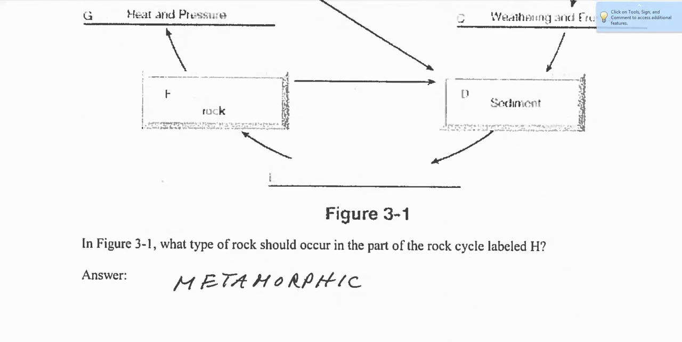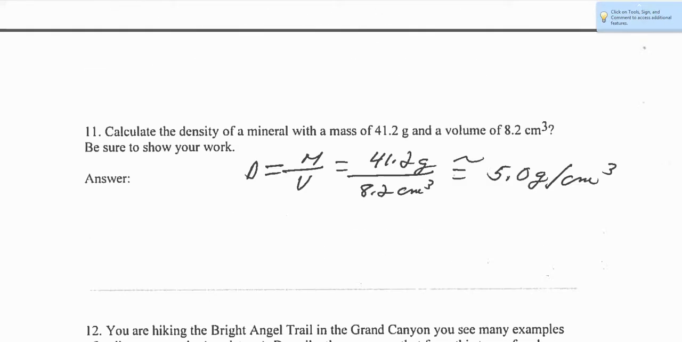And let's see, where are we at? Number 11, density. This is pretty much a review question from earlier in the year. We also did a lab on this. Density is mass divided by volume, and again is grams per centimeter cubed. This one you can almost do in your head. 41.2 divided by 8.2. 40 divided by 8 is approximately 5. So you know you had to be somewhere around 5 grams per centimeter cubed.